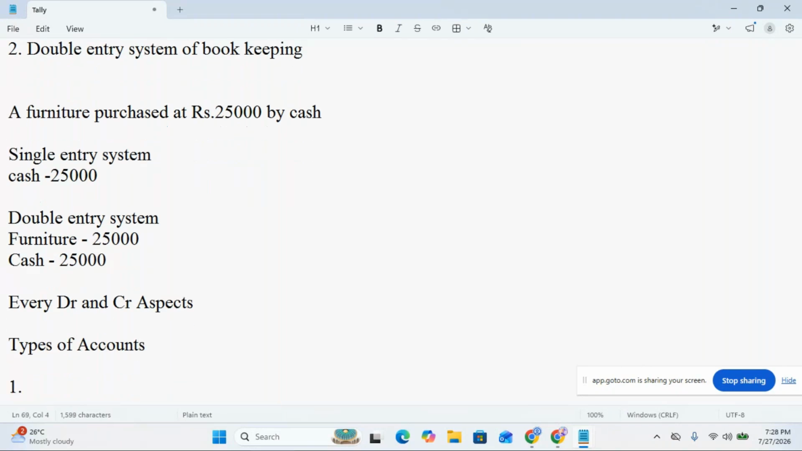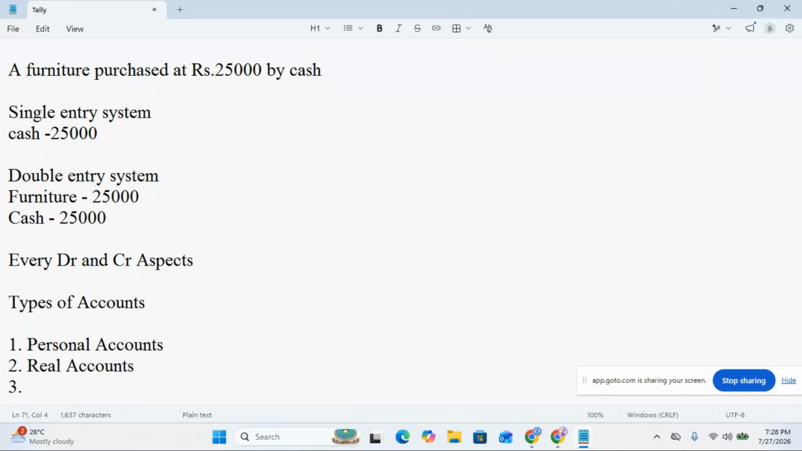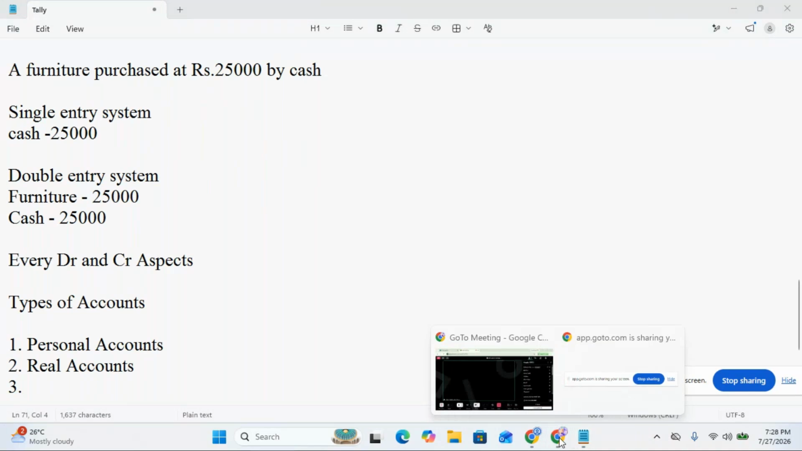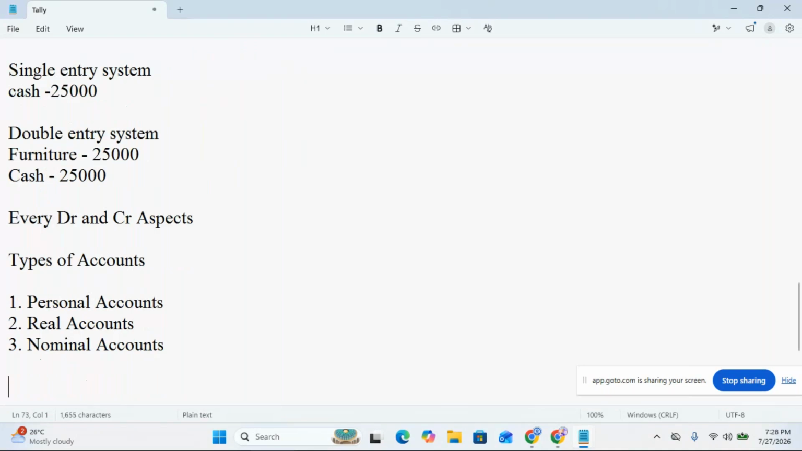We have types of accounts here. Do you know the types of accounts? Personal accounts, real accounts, and what is one more account? I've given the clue here: personal and real account. What is the last one? Nominal account. Yes, nominal account. Okay, now tell me what is meant by personal account.